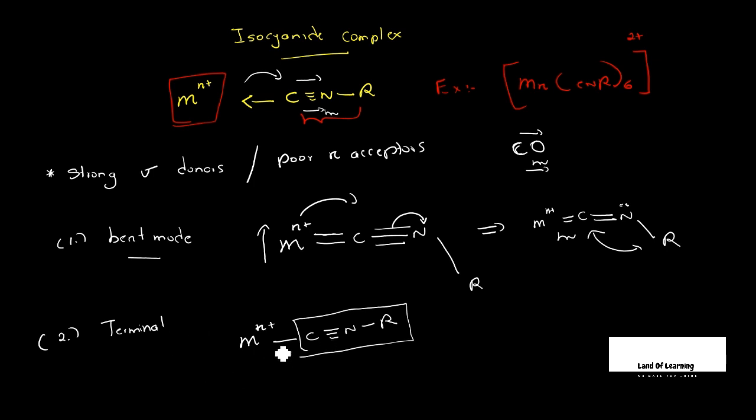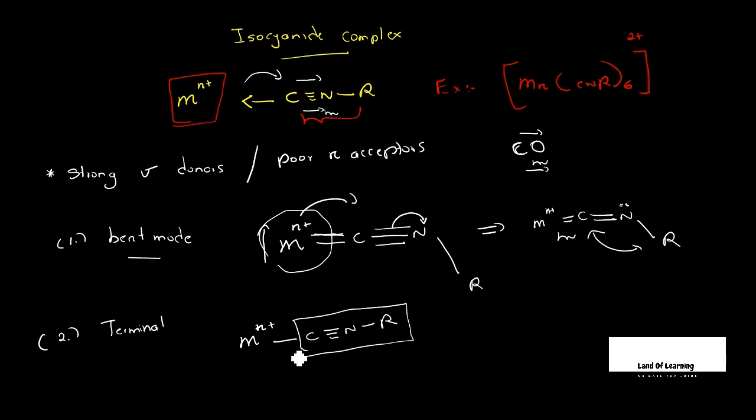So you can identify these two based on the metal center. If your metal center can perform the backbonding phenomena, then it would often go for the bent mode, because when the backbonding is happening, there will be a pi character between the carbon and metal center, which causes one of the pi bonds to break to form a lone pair on the nitrogen atom. It will give a bent geometry between the nitrogen, carbon and this particular R group.